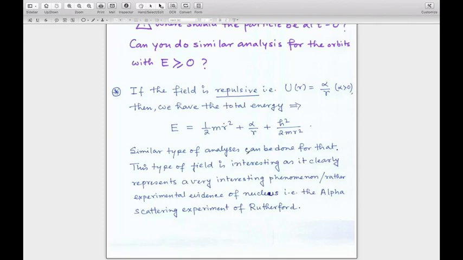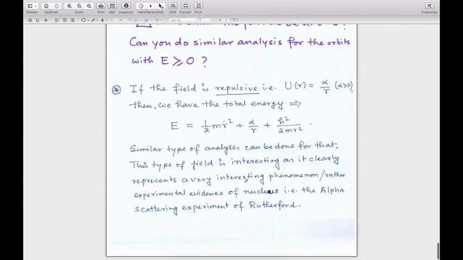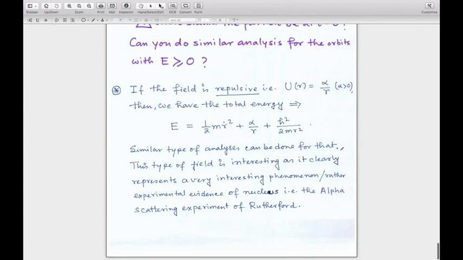This type of analysis you have to do, that's good to do. A similar type of analysis can be done, of course, for that. That's the good news. And this type of field, where U is repulsive in nature, is also interesting because it represents a very interesting phenomenon, which is a practical or experimental evidence of the nucleus. That was done for the first time by the scientist Rutherford, and this is known as the famous experiment of alpha scattering.